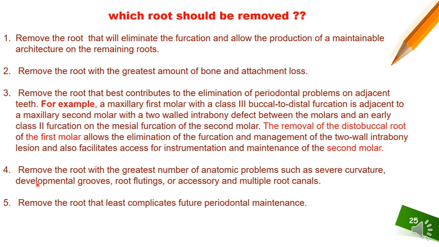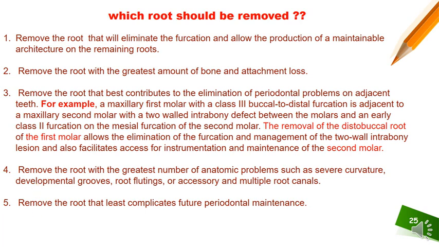For example, when we have a maxillary first molar that presents with class 3 buccal furcation involvement, and adjacent to it the second molar presents with a two-walled intra-bony defect, the decision here will be the removal of the distal buccal root of the first molar in order to have access for the instrumentation and maintaining of the second molar.